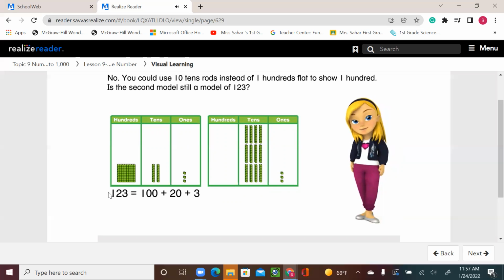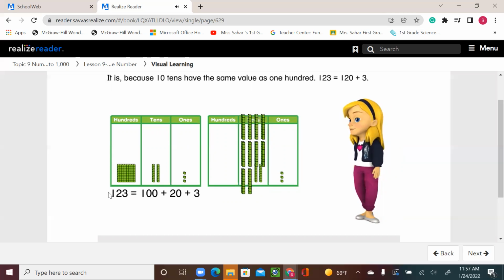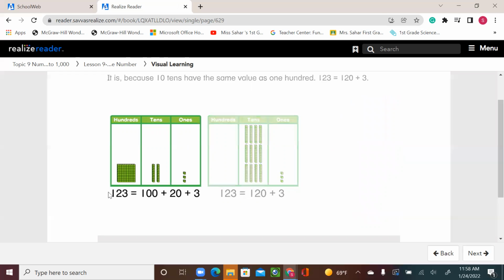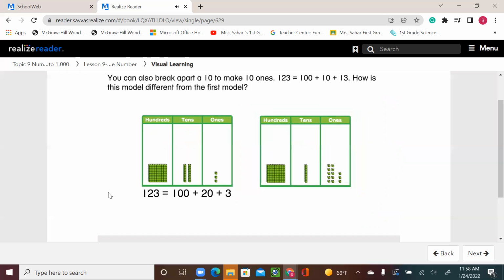Is the second model still a model of 123? It is, because 10 tens have the same value as 100. 123 equals 120 plus 3. You can also break apart a 10 to make 10 ones. 123 equals 100 plus 10 plus 13.